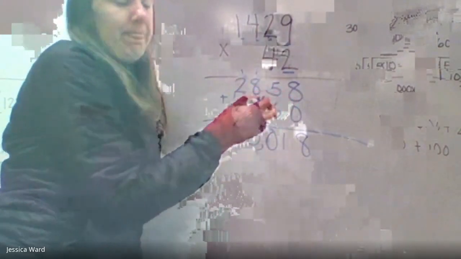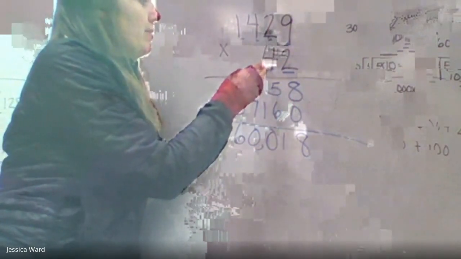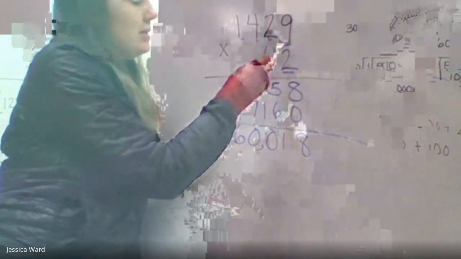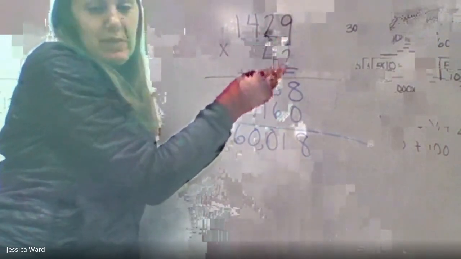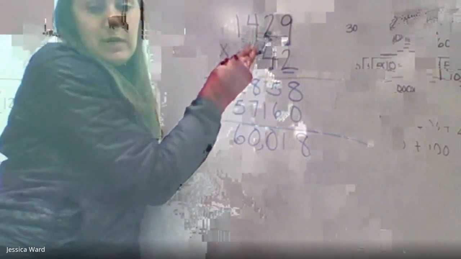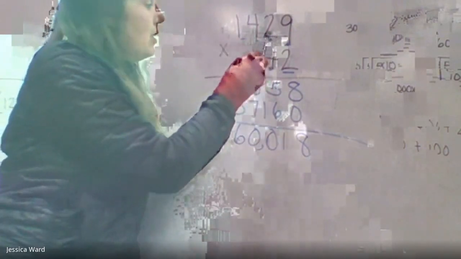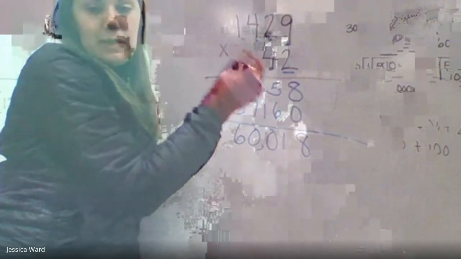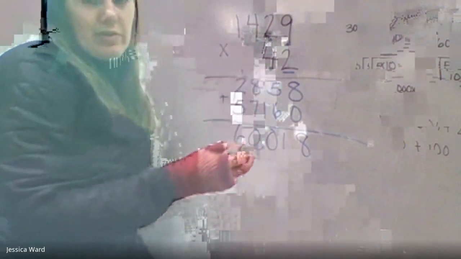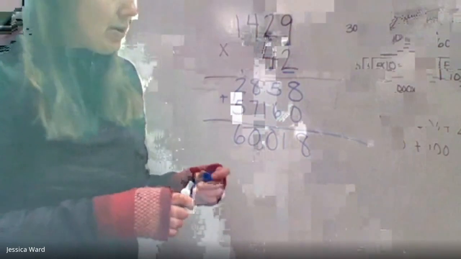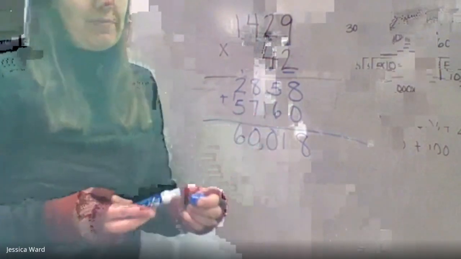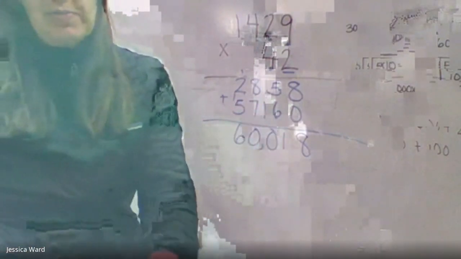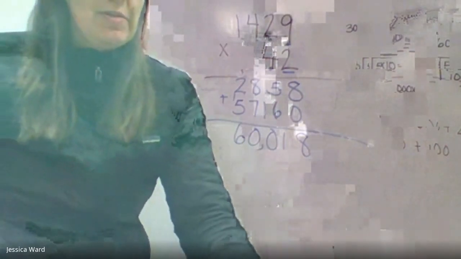2,858. For our tens, we multiplied 4 tens times 9 to get 360, 4 tens times 2 tens, or 40 times 20, to get 800, 4 tens times 400 to get 16,000, and 4 tens times 1,000 to get 40,000, which when we added those together got us 57,160. Excuse me, my goodness. More coffee is in order.